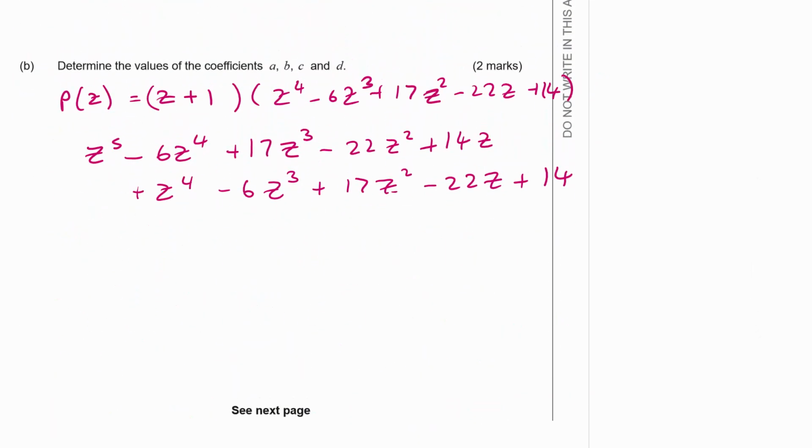And so just here, that's going to give me that a is negative 5. Just here, that's going to give me b is 11. Just here, c is negative 5. And just here, we're going to get d is negative 8.